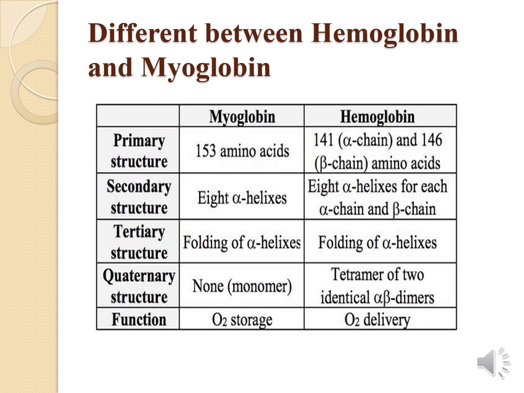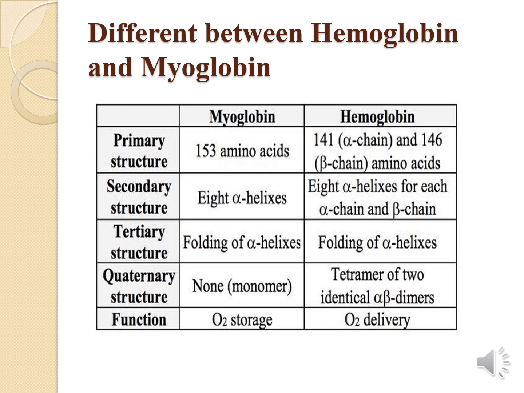So, hemoglobin and myoglobin differentiation. In the primary structure, myoglobin has 153 amino acids, whereas hemoglobin has 141 amino acids in the alpha chain and 146 amino acids in the beta chain. In the secondary structure, myoglobin has 8 alpha helices, and hemoglobin has 8 alpha helices for each alpha chain and beta chain.